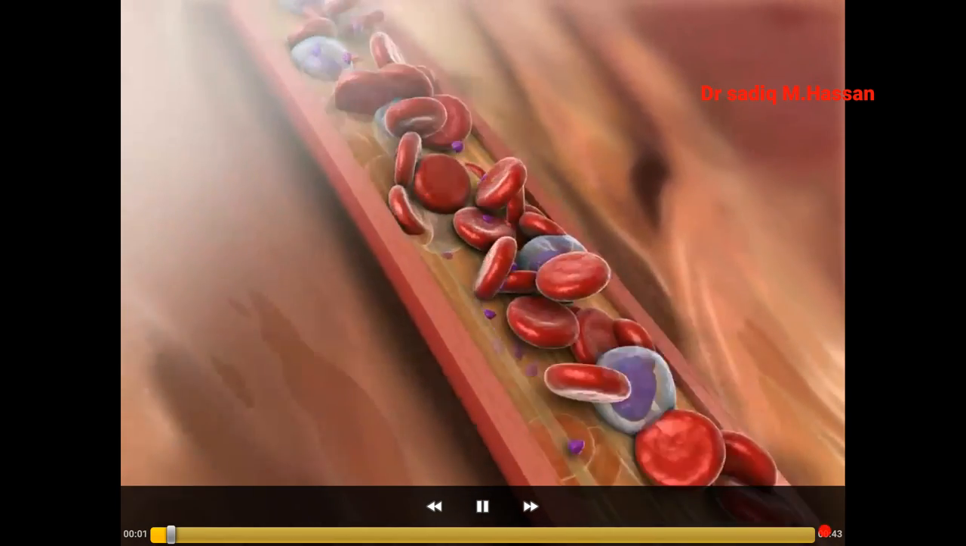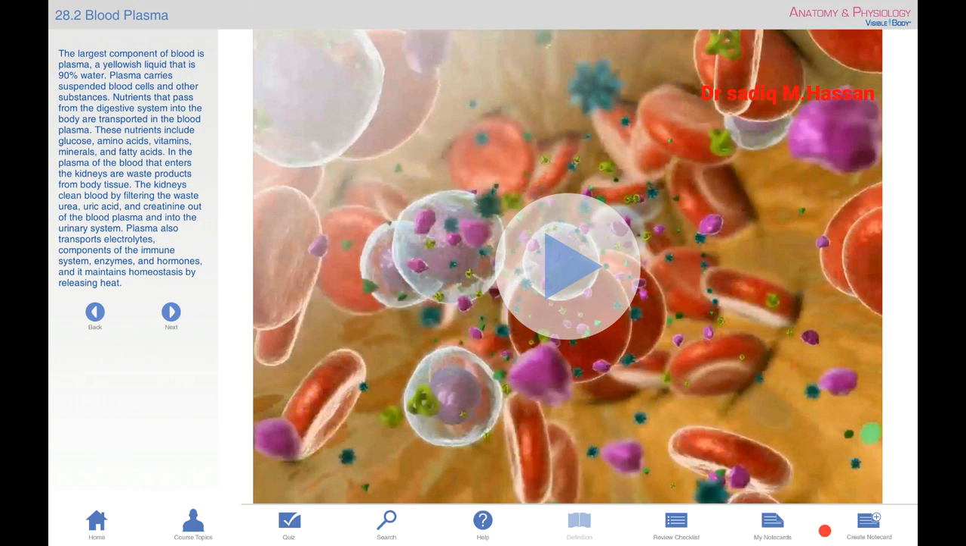The largest component of blood is plasma. Very good. So that is a short video that was talking about the plasma. Let us move to the next one.